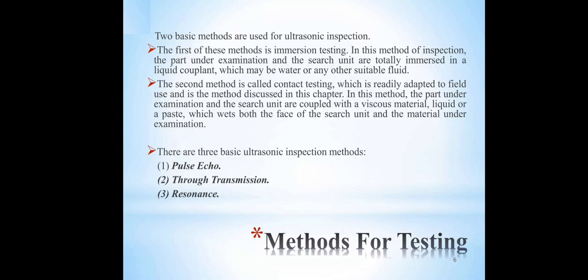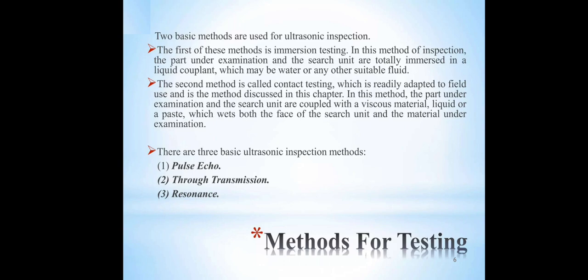Two basic methods are used for ultrasonic inspection. The first of these methods is immersion testing. In this method of inspection, the part under examination and the search unit are totally immersed in a liquid coolant, which may be water or any other suitable fluid.